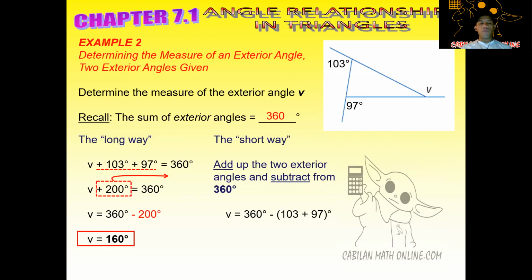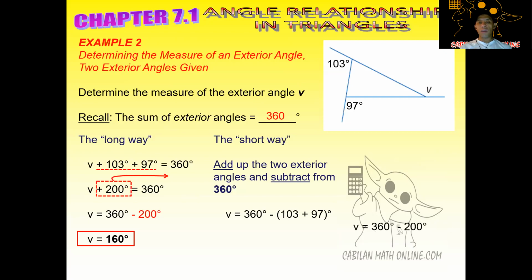Now, with a scientific calculator, you can actually solve for it from that step if you put it in exactly the way you see it. So you can try this if you want. If you punch in 360 minus, and in brackets 103 plus 97, and close the brackets, as long as you put it in correctly, you will get the answer that we see here. If not, you can just break it down accordingly.